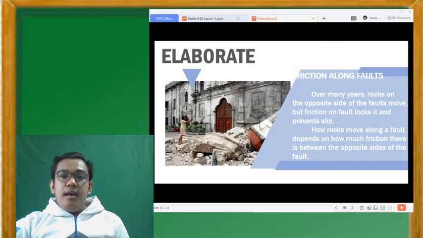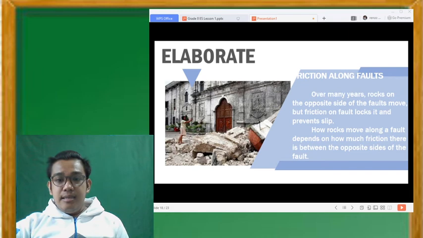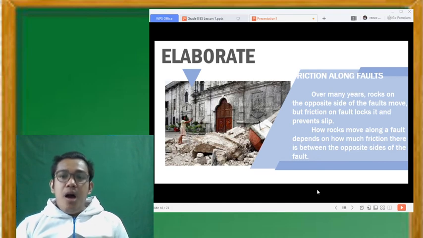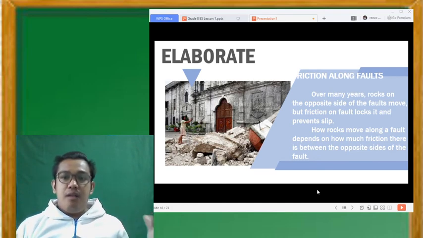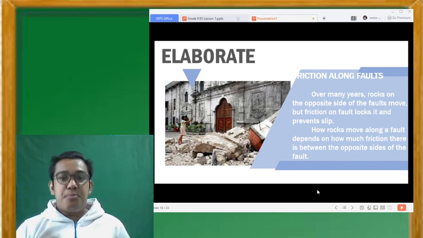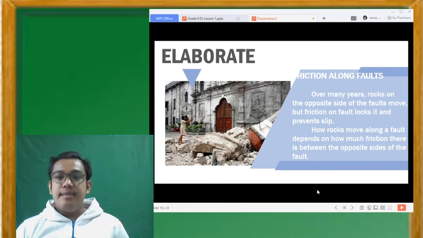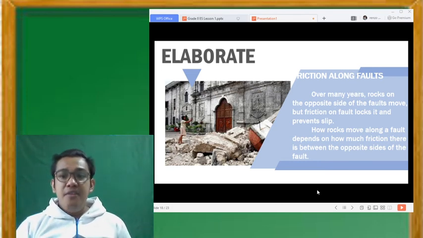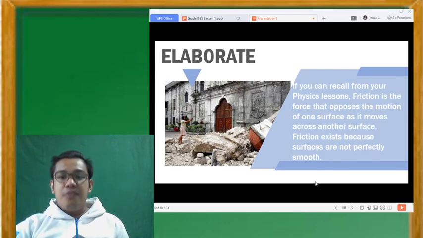Okay. And now let us elaborate. Okay? The friction along faults. Over many years, rock on the opposite sides of the fault moves, but friction on faults locks it and prevents slip. How rock moves along a fault depends on how much friction there is between the opposite sides of the fault.